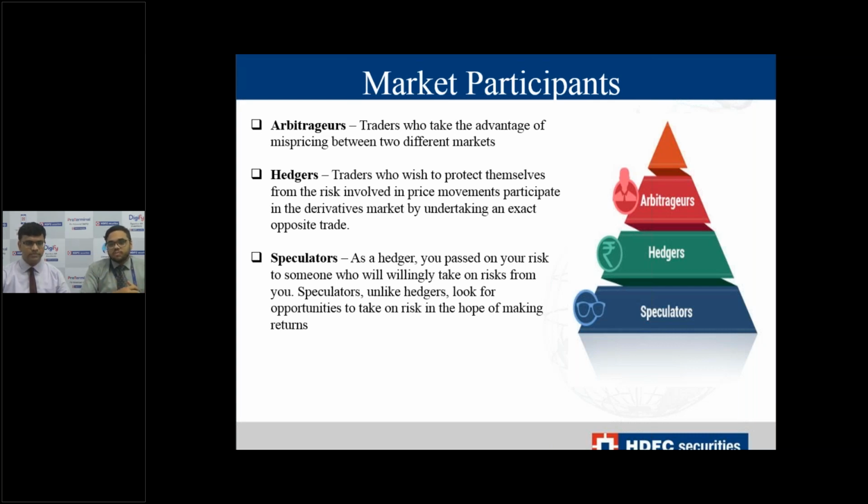The third form of the market participants are the speculators, who understand the market direction and they try to speculate by gauging the direction. They are called the speculators.